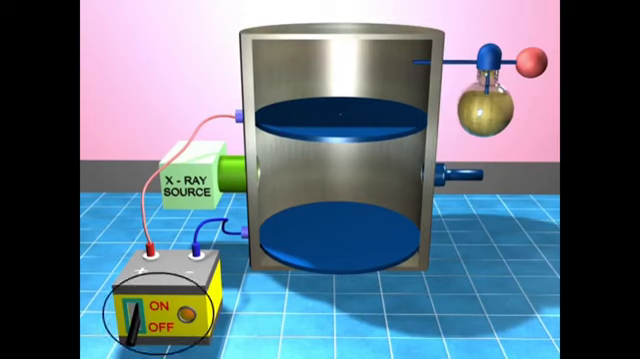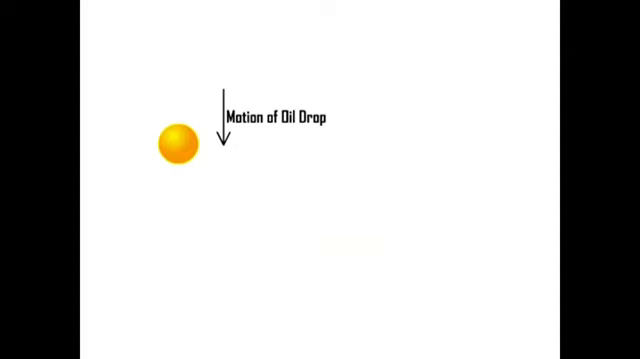Now at first the voltage is turned off between the plates. We watch the motion of the falling drop. First it accelerates because of the gravitational force Fg, and then due to viscous force Fv, a steady velocity is reached due to the air inside, which acts in a direction opposite to the motion of the oil drop.